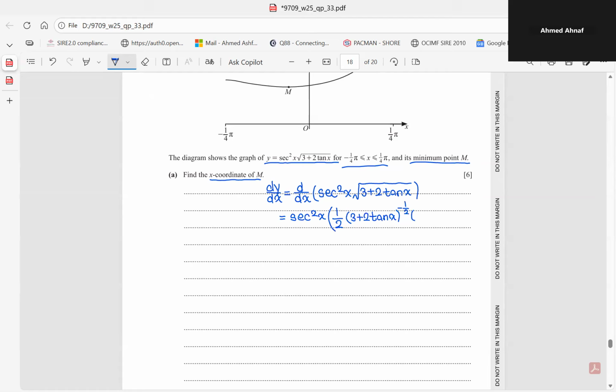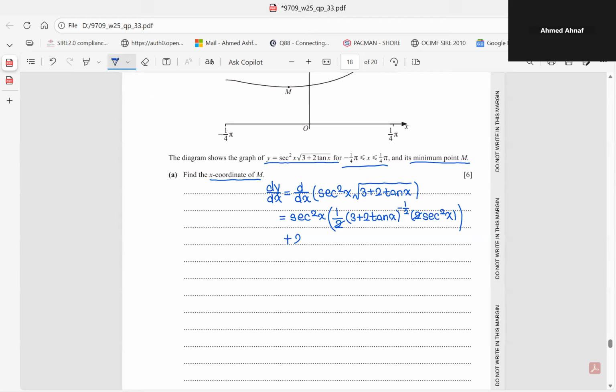And then you multiply by the derivative of the inner function, which in our case is 3 plus 2 tangent x. So you would get 2 secant squared x, because 3 would just be 0 and 2 tangent x gives you 2 secant squared x. So these two cancel out. Okay, we'll simplify later. And then you add it with the derivative of the first term, which is secant squared x. So let's use chain rule.